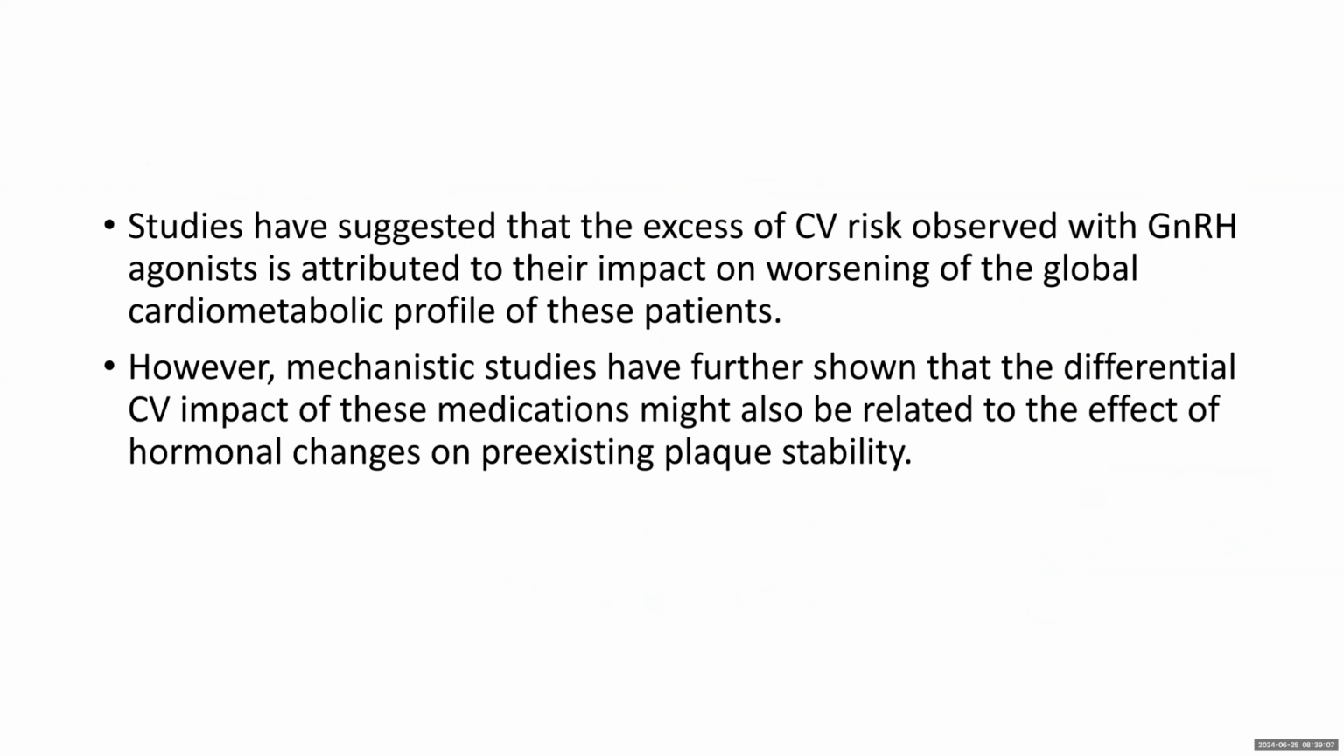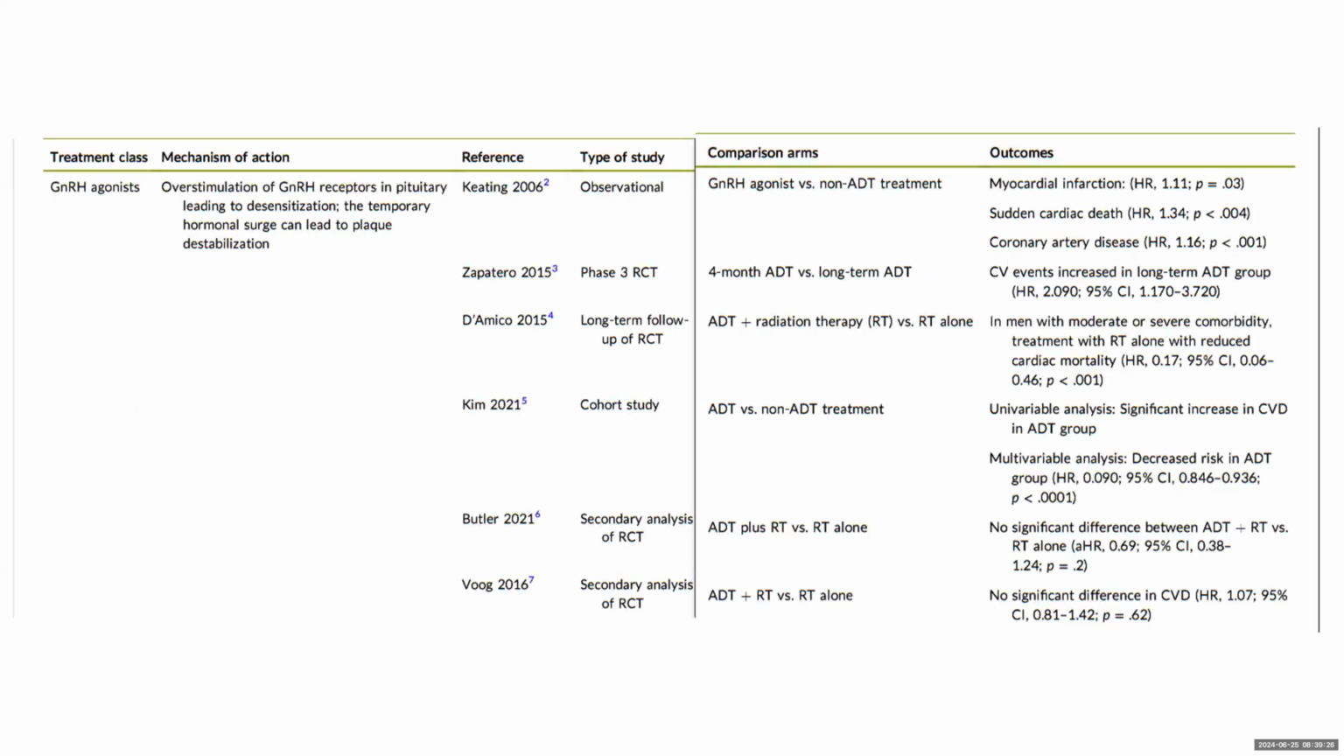Studies have suggested that the excess cardiovascular risk observed with GnRH agonists is attributed to their impact on worsening the global cardiometabolic profile of these patients. However, mechanistic studies have further shown that the differential cardiovascular impact of these medications might also be related to the effect of hormonal changes on pre-existing plaque stability.